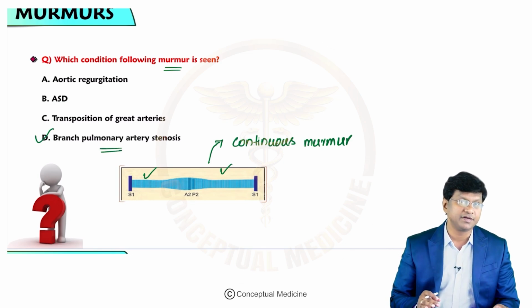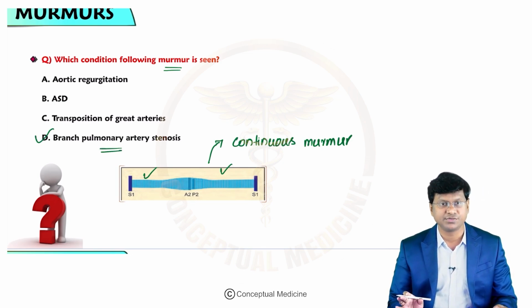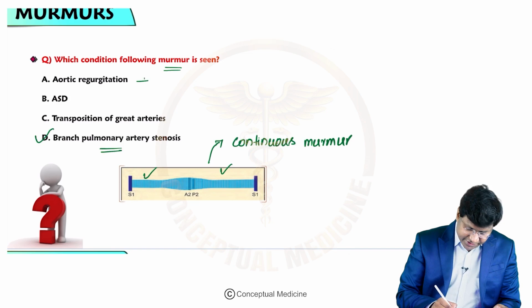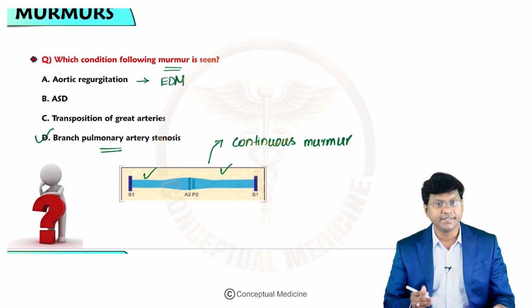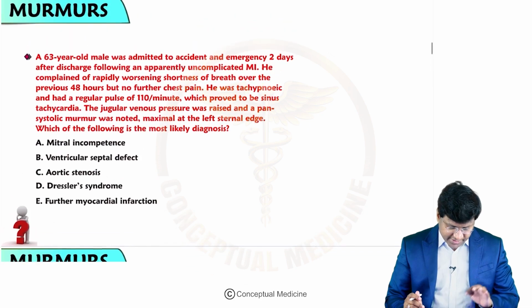So which condition is the following murmur seen in? Branch pulmonary artery stenosis. Whereas in aortic regurgitation, you have the presence of the early diastolic murmur, right? Next, followed by this, you see this clinical scenario.